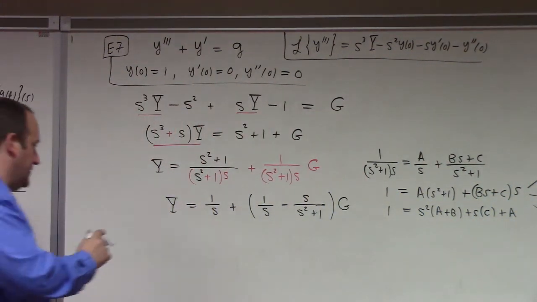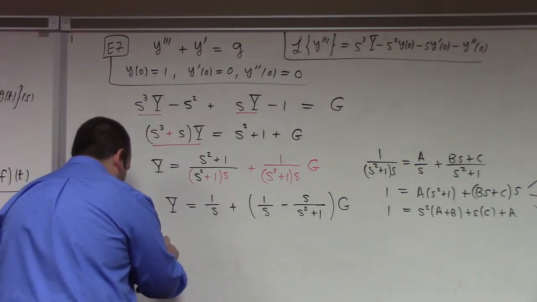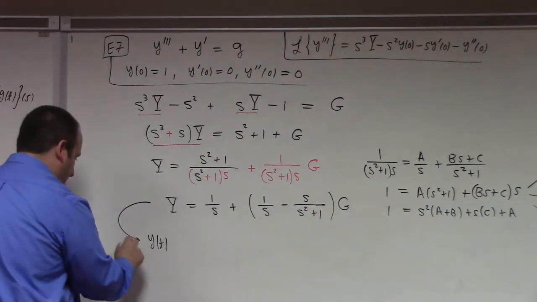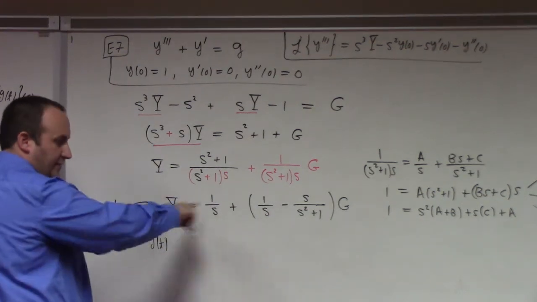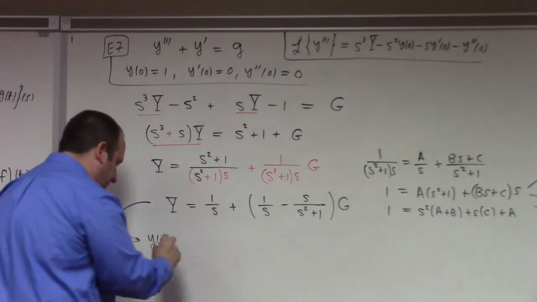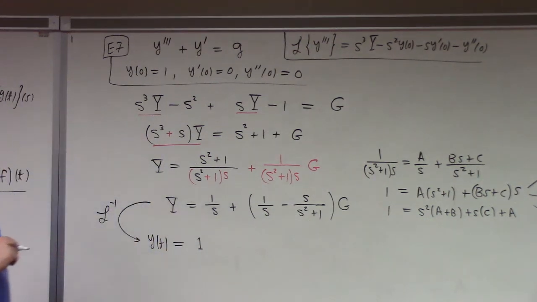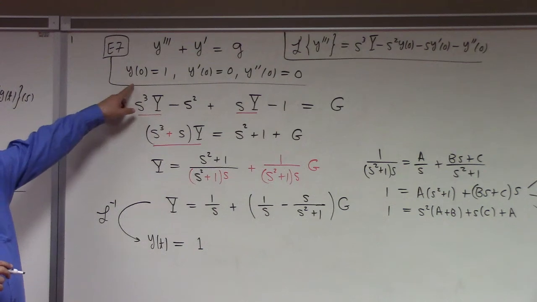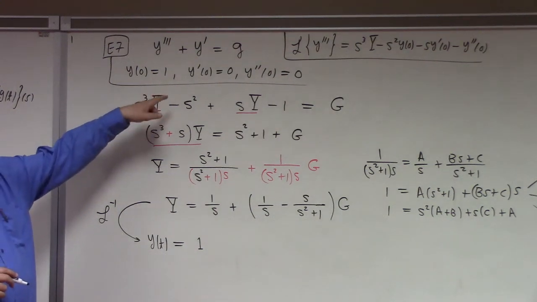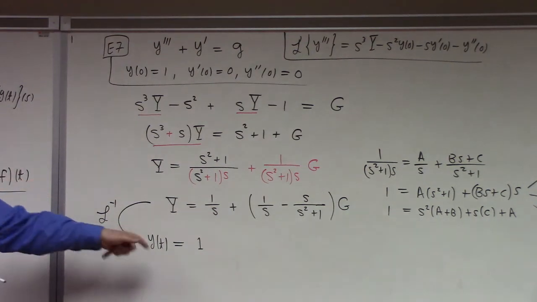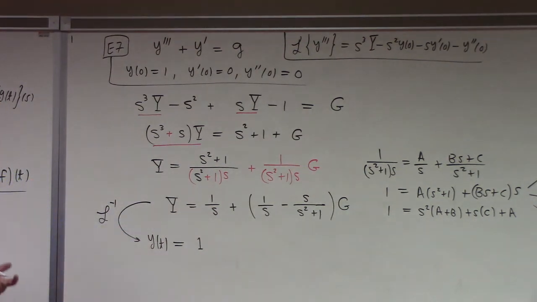We can calculate y of t as the inverse transform of big Y. Now the 1 over s just gives me 1, which I suppose isn't surprising in retrospect, because my initial conditions are y of 0 is 1, and the first and second derivatives are 0. It's like 1 does that for me. That kind of makes sense to me.